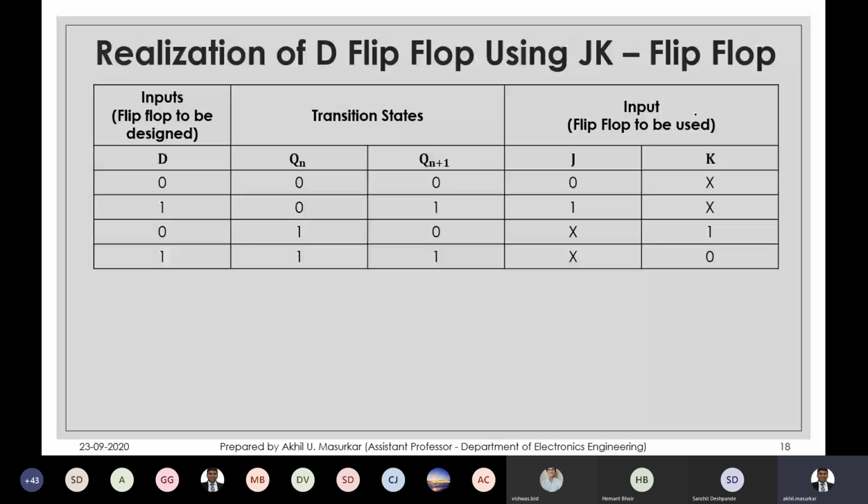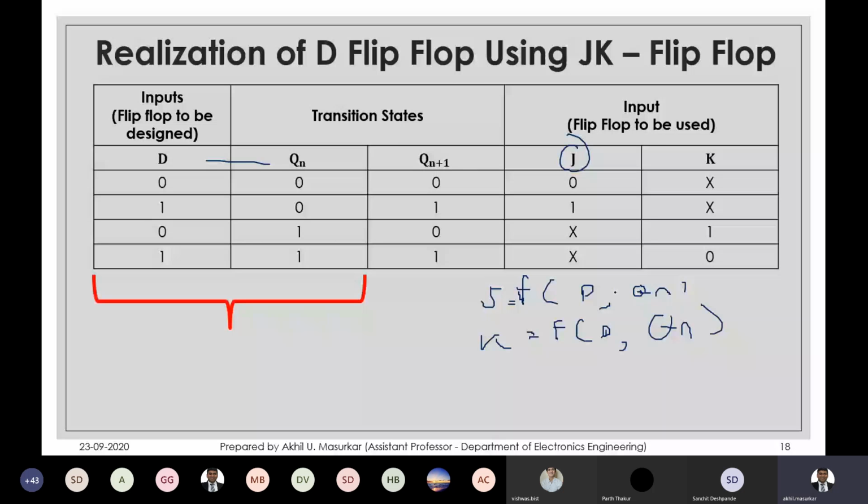D and Qn plus 1. No, wrong. It is just D and Qn again. That is why I wanted to ask. So see, J is a function of D and Qn. And K is also a function of D and Qn. We have never been using Kn plus 1 at all.